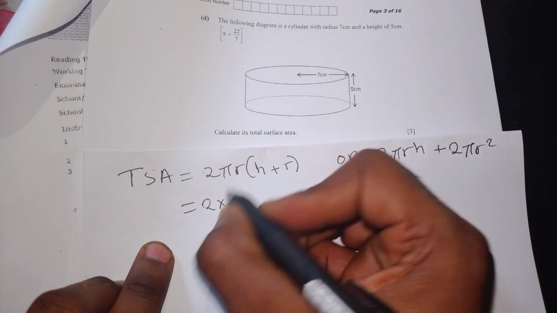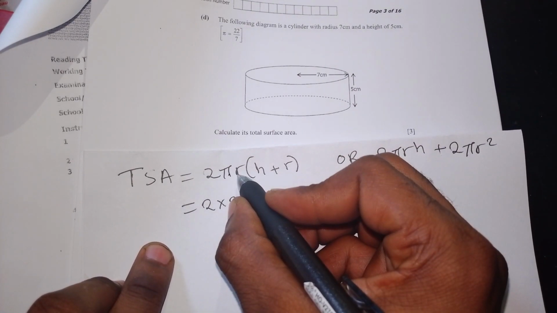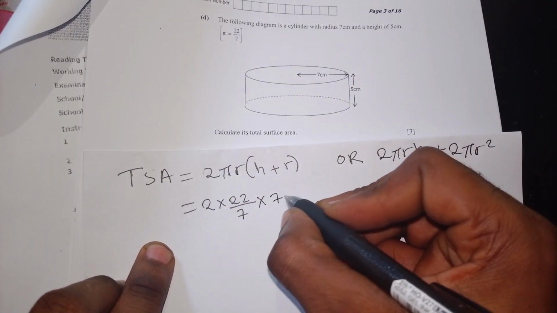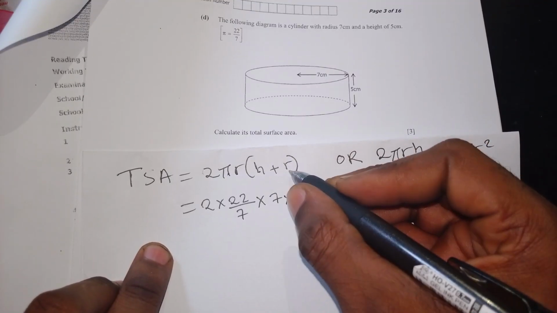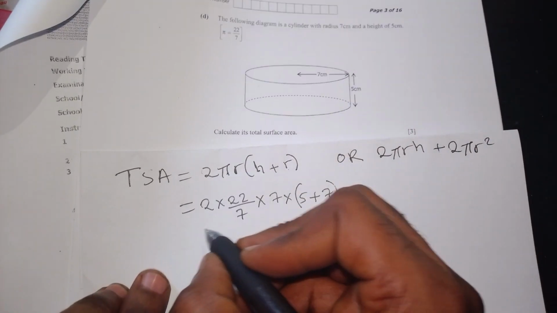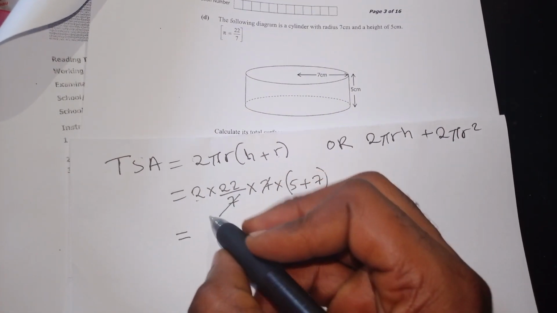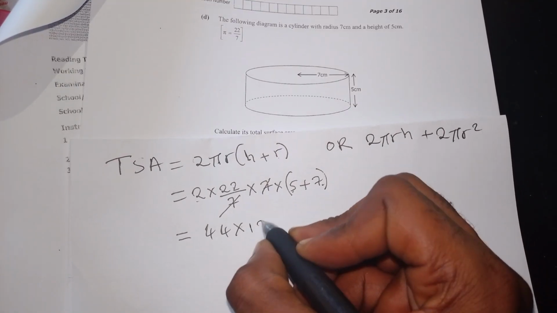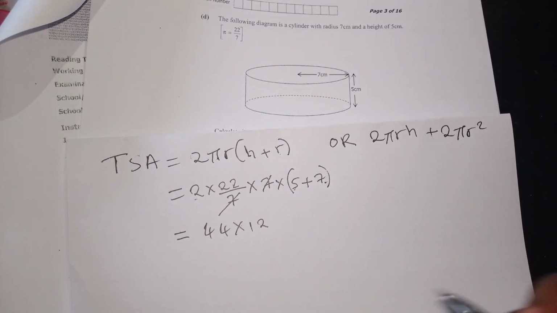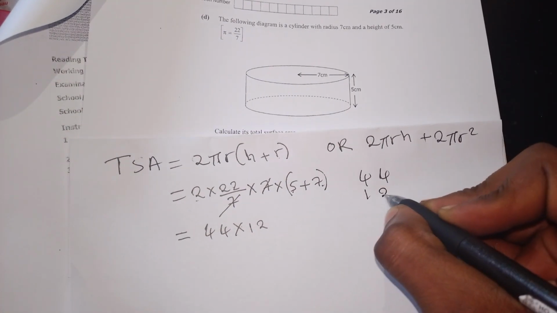So you can say 2 multiplied by our pi, which is 22 over 7, multiplied by our radius, which is 7, multiplied by open brackets, our h is a 5, then our radius is a 7. So I can just cancel these two out to make my work easier. This multiplied by this, we have a 44, then this plus this, that's a 12. And then to find your answer, you can simply multiply these two.